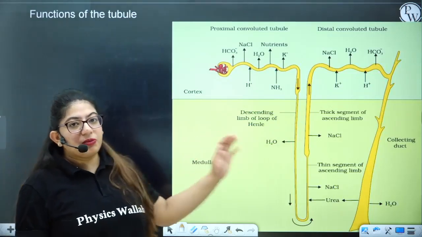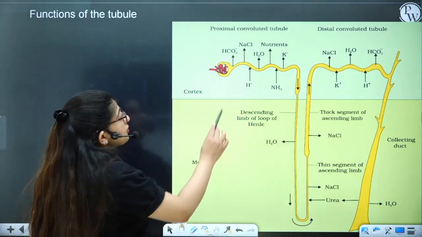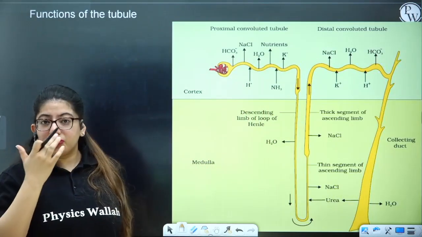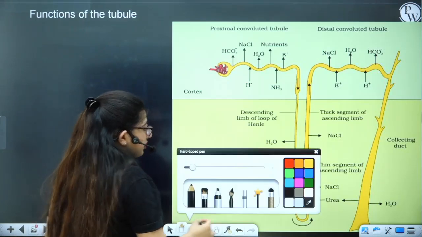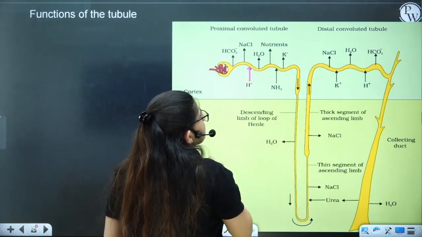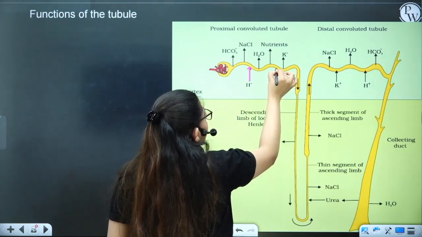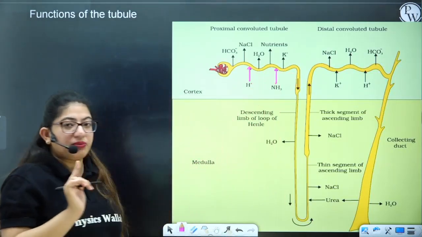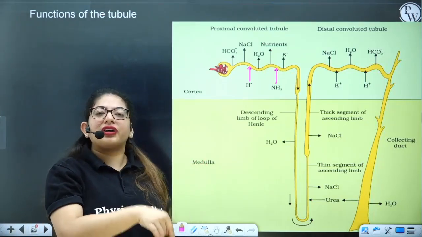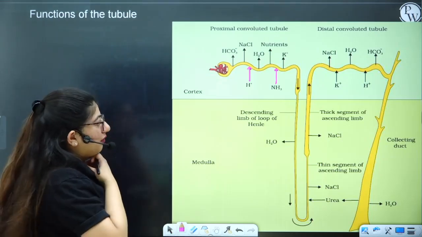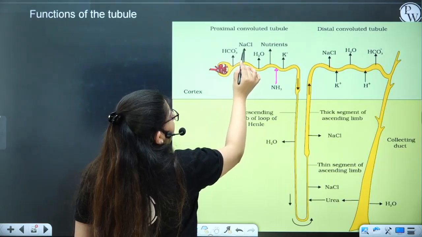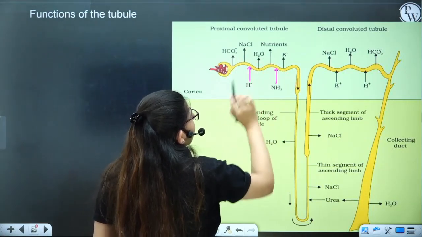What do these tubules do? First, we'll talk about the PCT. As I've told you, you have to see where the arrows are going. For secretion, I'll be using this pink color. In PCT, H+ ions are secreted, and ammonium ions are also secreted. Again, secretion means you are giving back to the tubules so that it enters the filtrate and becomes part of urine. Whereas HCO3-, NaCl, water, nutrients, and K+ are reabsorbed.